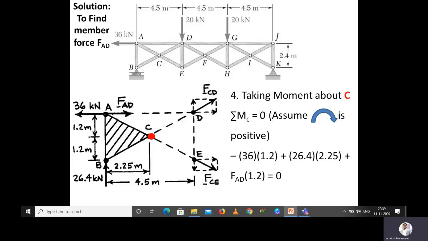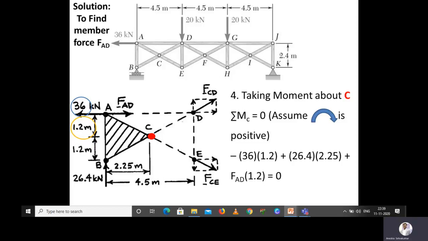So based on the equations, I can explain one by one. With respect to C, as I said, we have one force acting at point A, horizontal towards the left side, 36 kilonewton. That force is acting with respect to point C at a distance of 1.2 meter. That is the perpendicular distance with respect to point C.